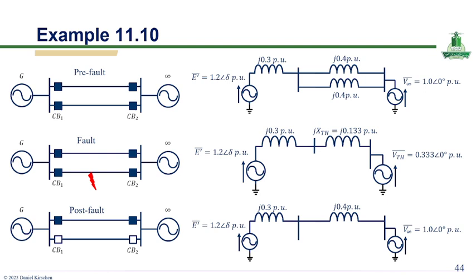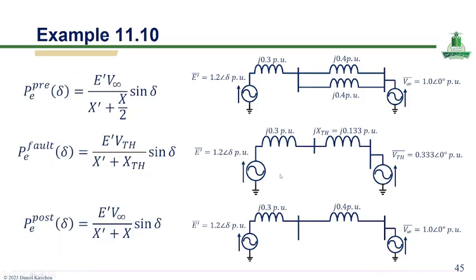And this post-fault configuration changes the system reactance and affects the power transfer capability and system stability. This slide shows the electrical power equations of the system during the pre-fault, fault, and post-fault operating conditions. The power angle relationship is expressed as a function of the rotor angle delta, where the transmitted electrical power depends on the equivalent reactance of the network.